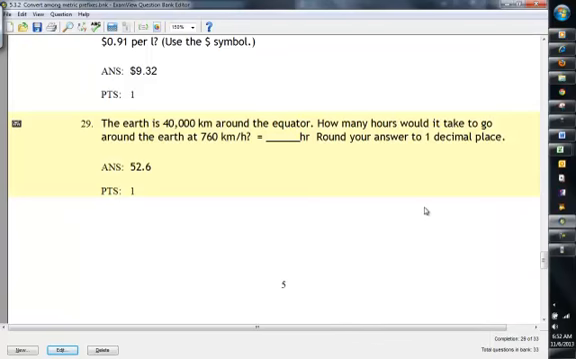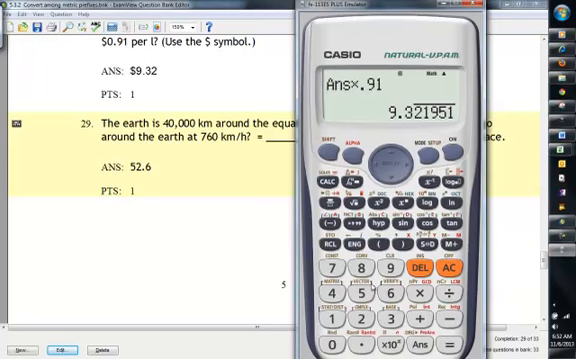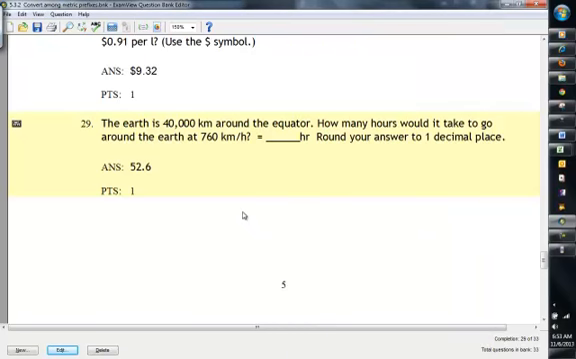$9.32. The Earth is 40,000 kilometers around the equator. How many hours would it take to go at 760 kilometers per hour? So we would just take 40,000 times, or no, not times, divided by 760 would give us 52.6 hours.